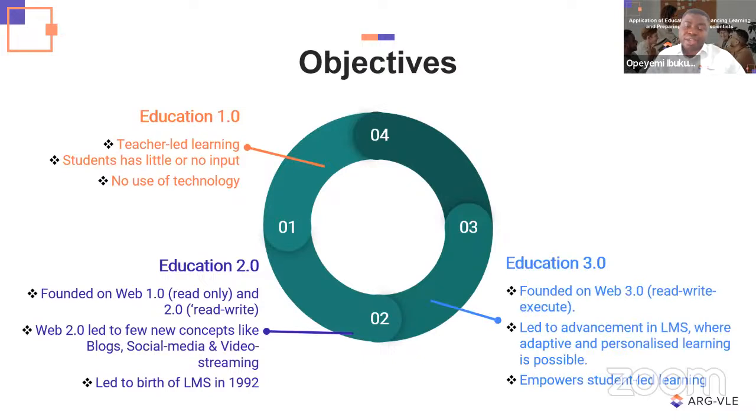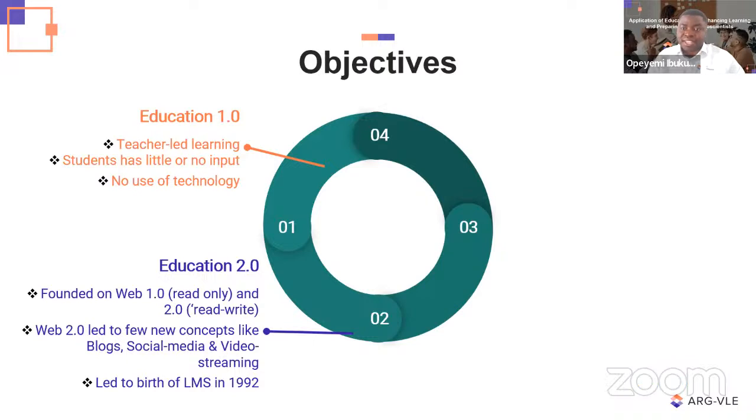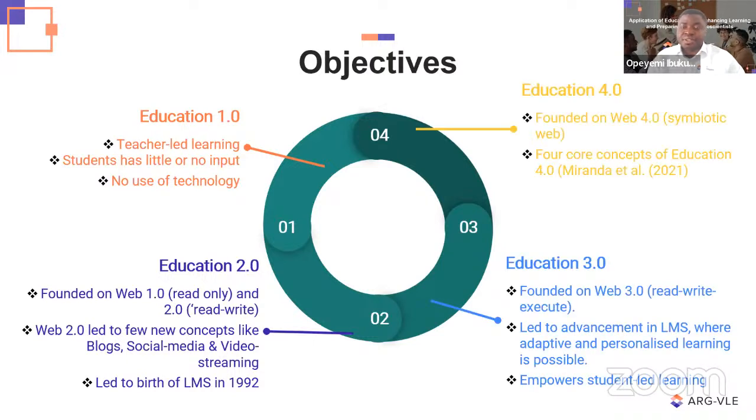And now we have education 3.0. So that's founded on Web 3.0 that has to do with read, write, and execute. So this is bringing more of the student aspect. The students are now becoming in charge. So it empowers student-led learning. It has led to advancement in LMS, where we have adaptive and personalized learning. That's education 3.0. For education 4.0, that's what we're currently facing right now.